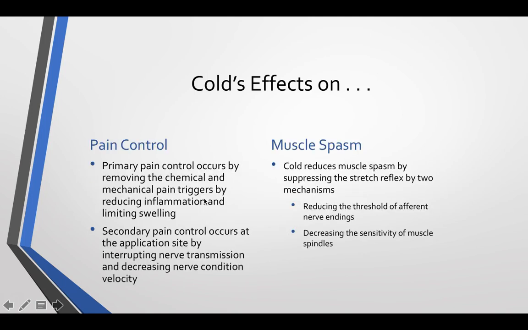Pain control. Because of that, we get a little bit of the reduction of pain because of reducing inflammation and swelling and those things causing pain. So that's our primary pain control. And then our secondary pain control is our level 1 pain relief, as well as slowing the nerve conduction velocity and things like that. And then our muscle spasms, we get a reduction because we suppress the stretch reflex by, again, changing the threshold and decreasing the sensitivity of the muscle spindles. And so the muscle will actually decrease spasm really effectively with cold.